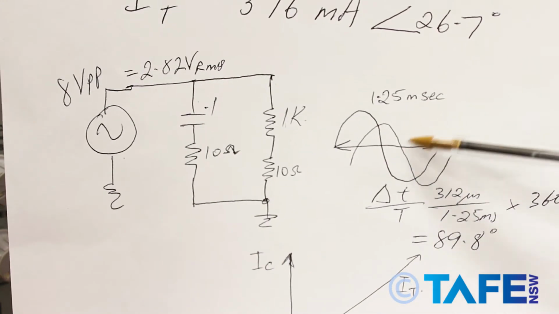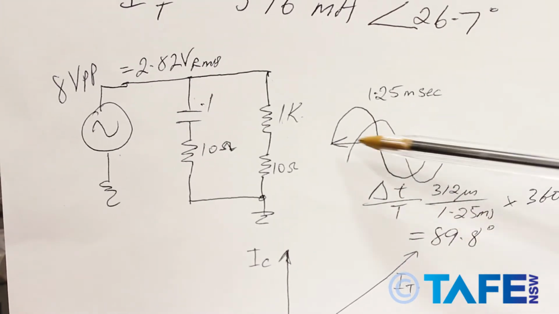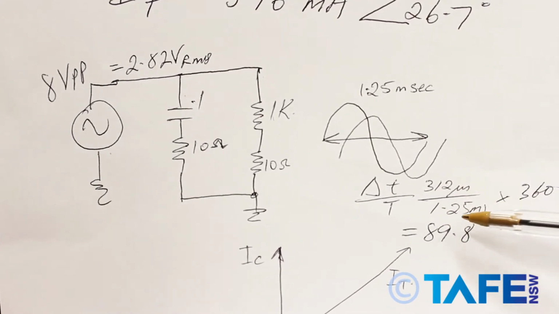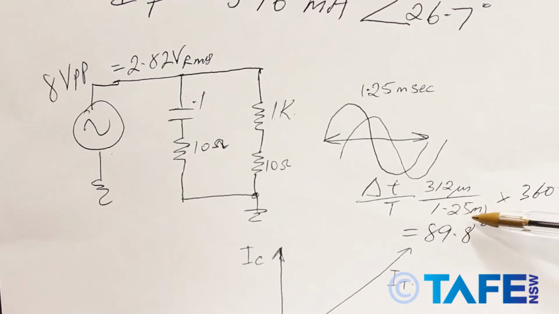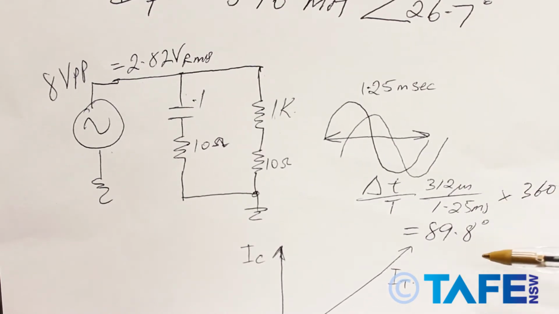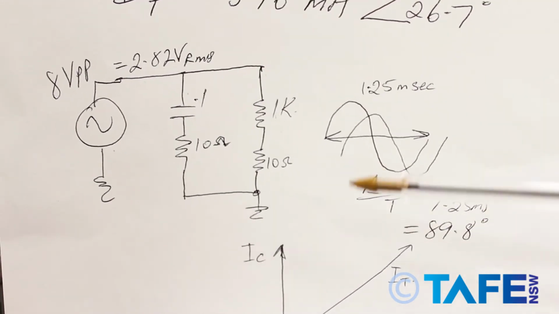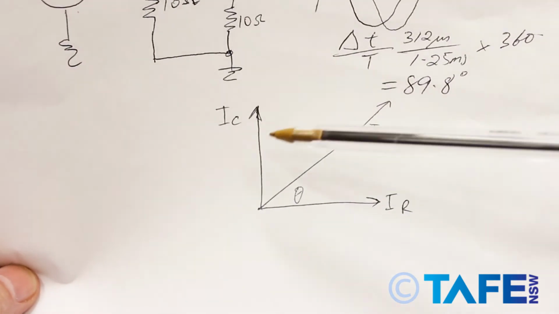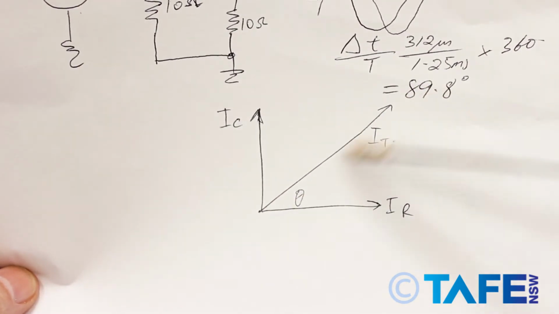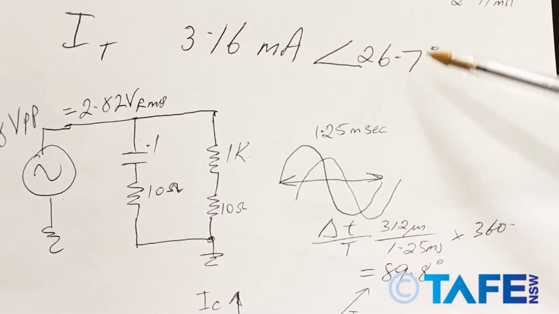And then we looked at the phase difference between the two channels, channel 1 and channel 2, and we put cursors on each waveform, came up with 312 microseconds, which we divided by 1.25 milliseconds, which is the period at 800 Hertz, multiplied that by 360 degrees, and that gave me exactly, well, I'm going to call that 90 degrees. And that's what we should get, because if we look at the phasor diagram there, we've got IC, we've got IR, and IT would be the vectorial addition of these two, and that was originally mapped at 26.7 degrees.